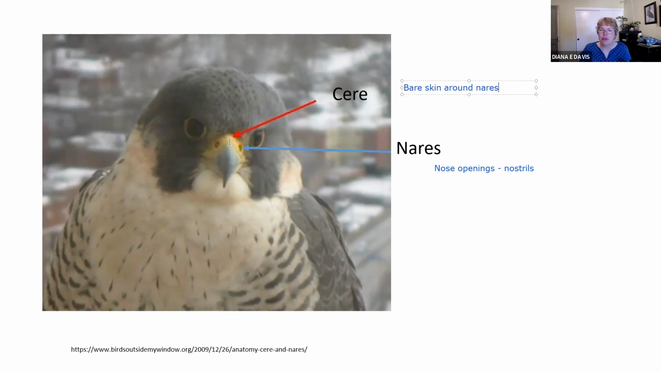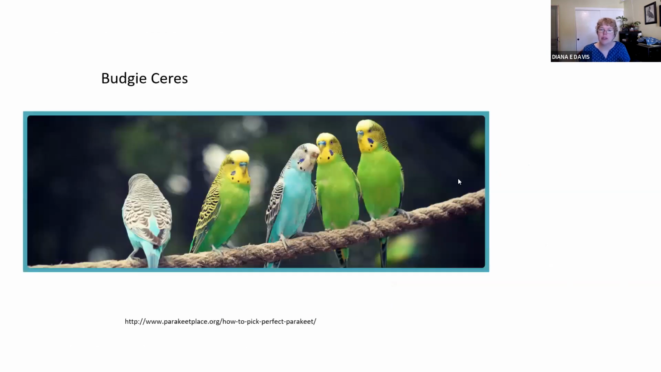It's not unusual for this to be colored. So you can see in this bird, it's very bright yellow. That can be used for a visual way of communicating your species, for example. But when we're talking about pet birds and we're talking about budgies, the ceres will tell you what sex the bird is.